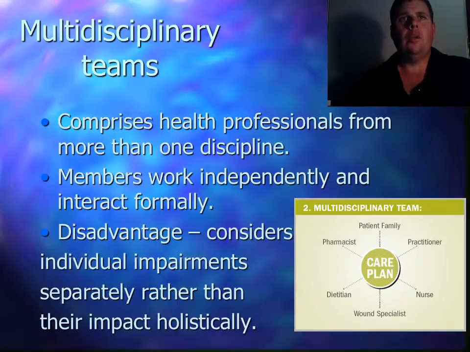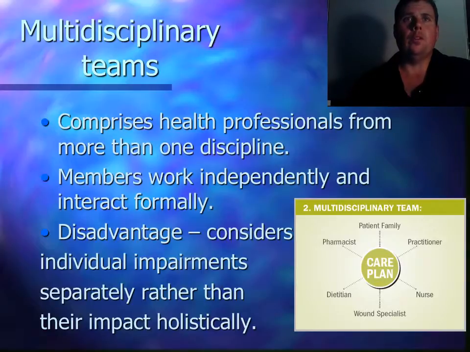Multidisciplinary. A multidisciplinary team is composed of health professionals from more than one discipline. Team members work independently and interact formally. Multidisciplinary teams may be thought of as requiring everyone to do their own thing, with little or no awareness of other disciplines' work. The patient's problems are subdivided and treated in parallel, with each provider responsible only for their own area.